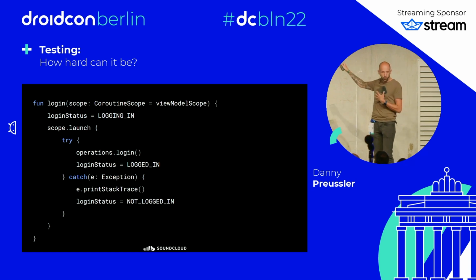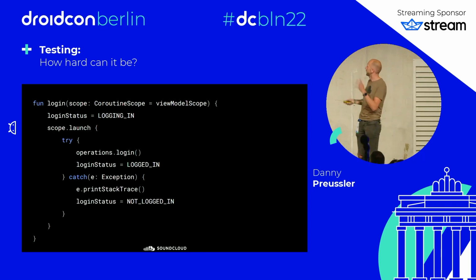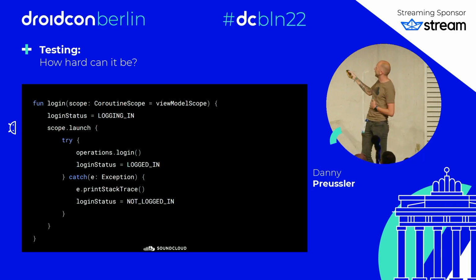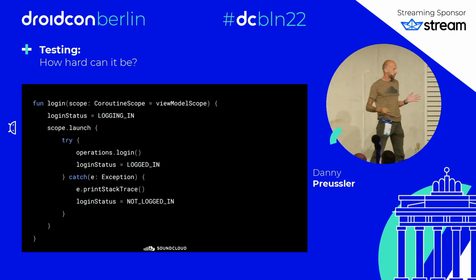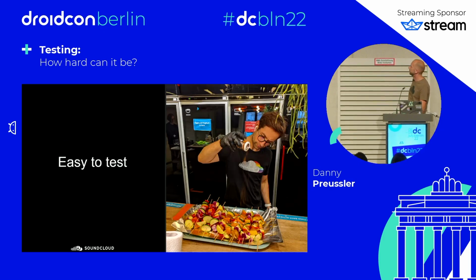This is not beautiful code. This is not how you will write production code. But this is the first thing I did. Let's have the exception handling here. Our exception handling is to print the stack trace and set it back to not logged in. But very simple, right? And you know what? This is easy to test.